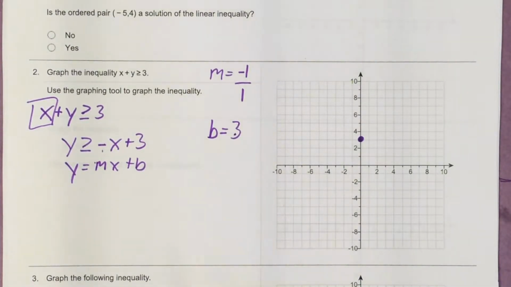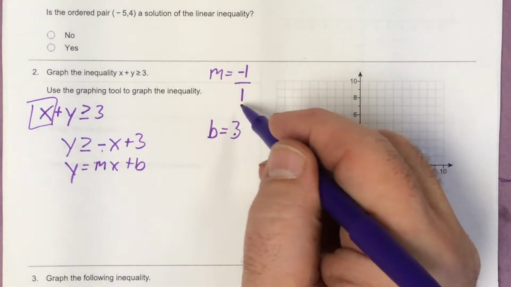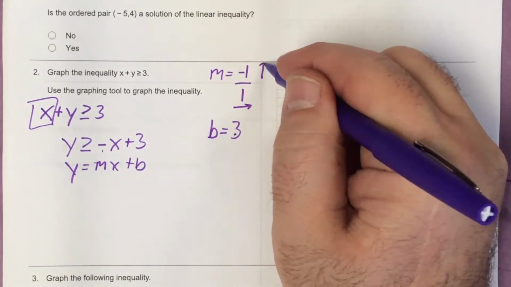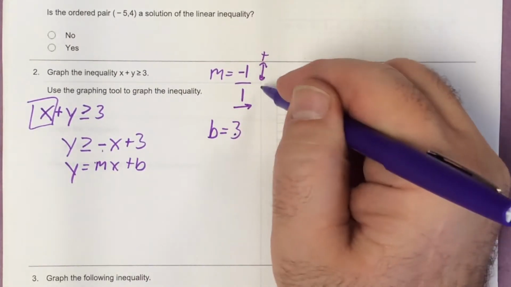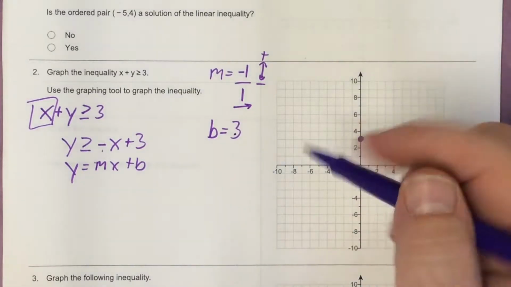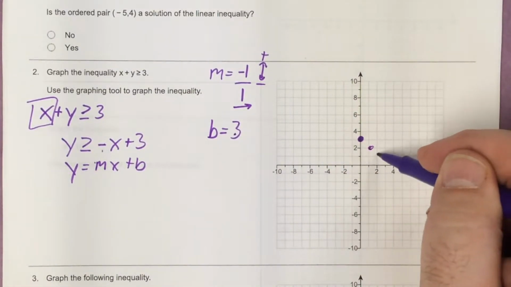All right, so now that I have a point where to begin, I want to talk about how we move. Remember, the number at the bottom is always going to tell us how much we go to the right before we go up and down. The number at the top tells us how much we go up if the slope is positive, or how much we go down if the slope is negative. So in this case, since we have a negative slope, we're going to go to the right one, but then down one. Right one, down one.